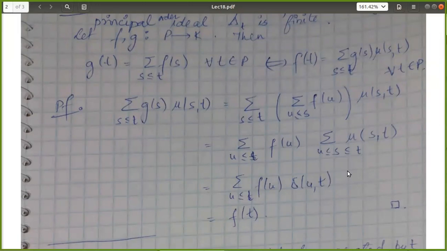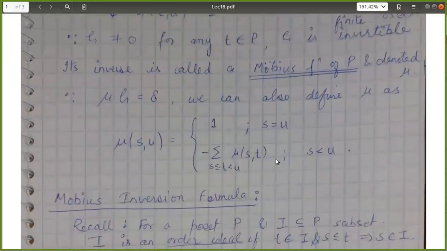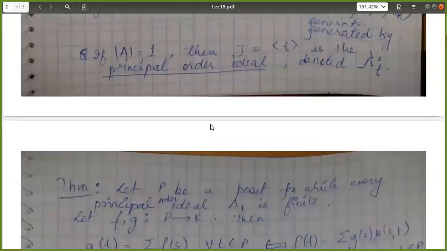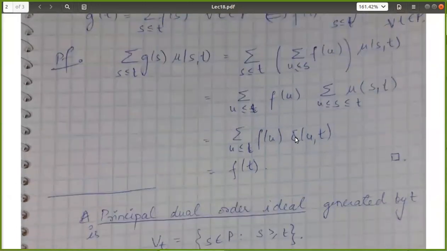It will survive the inverse thing, right? The other side, this one. This one really cancels out, so only this survives. So this is delta of (u,t), and then f(u) delta(u,t), summation u less than equal to t, was f of t. This is something which we saw, I think, 2 lectures back, when we said that any function f will be treated in this way.